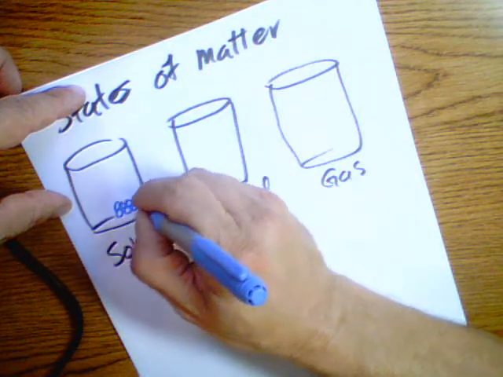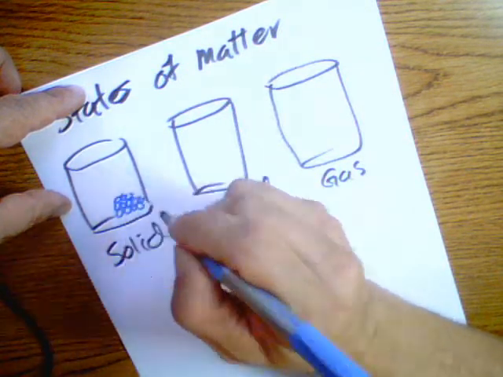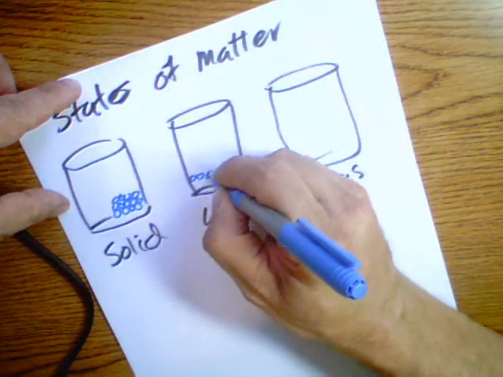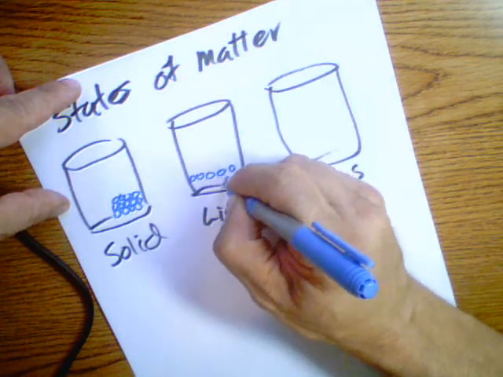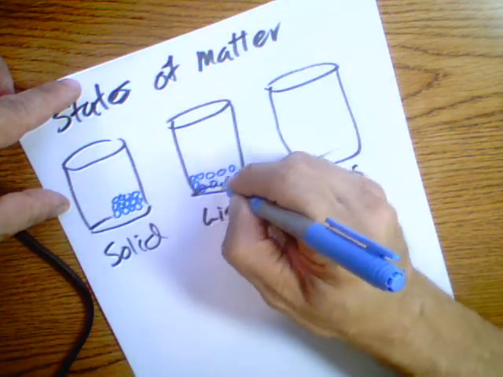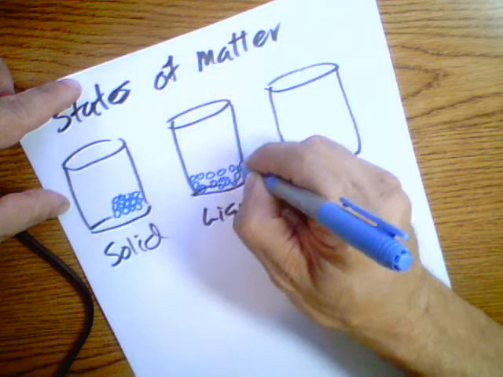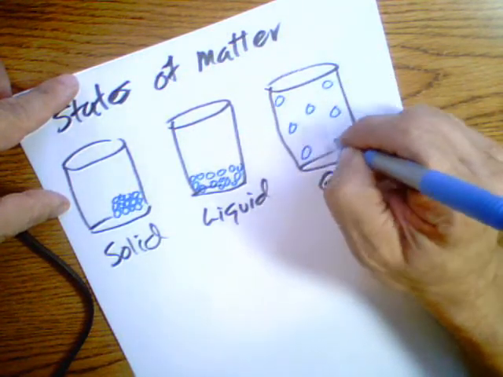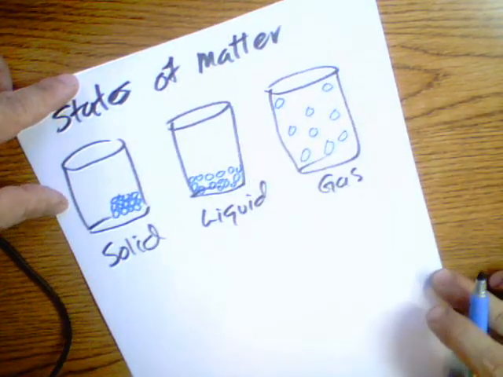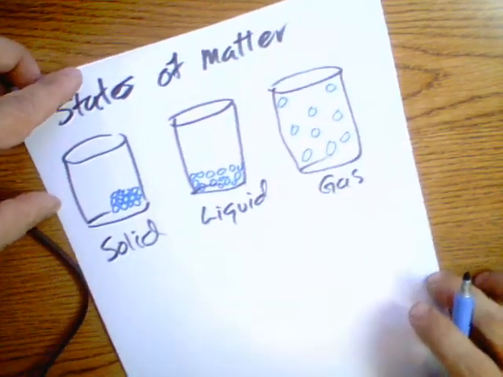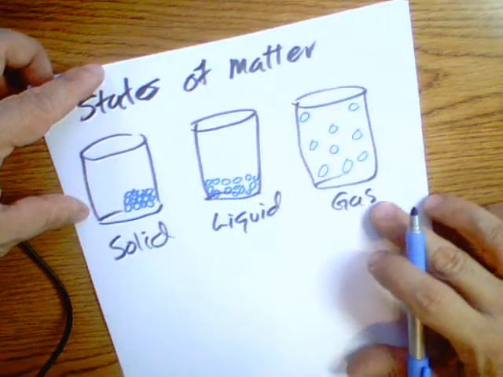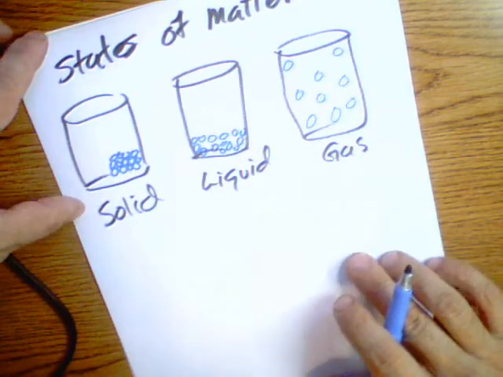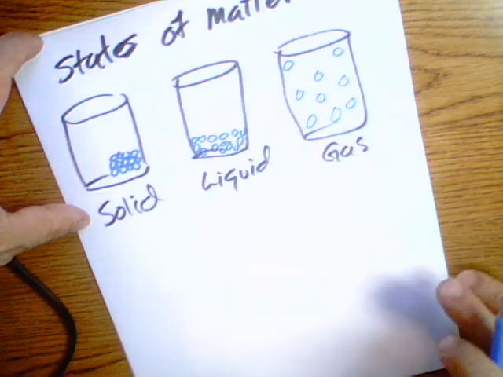If the particles are touching, it's a solid. If they're close but not quite touching, conforming to the bottom, then you know it's a liquid. If they're uniformly distributed, far from each other, you know it's a gas. This type of illustration comes up in standardized testing quite frequently, so you should be able to visualize the particles.